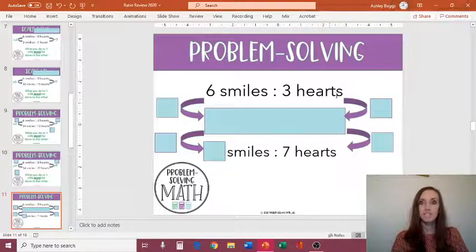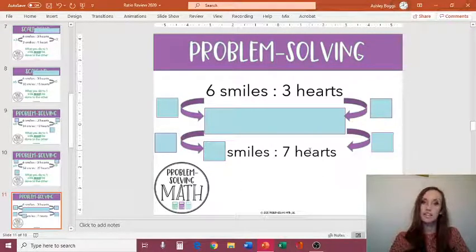Okay, here's our first two-step problem. We have the same ratio. For every 6 smiles, we have 3 hearts. But we want to know how many smiles we'll have if we're given 7 hearts. Can you easily scale from 3 hearts to 7 hearts? I can't do that mentally.